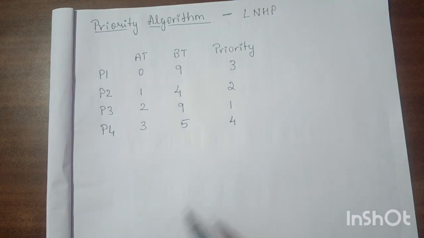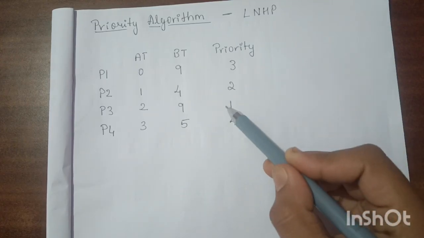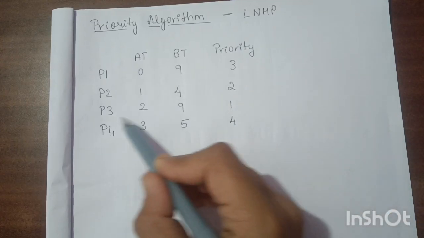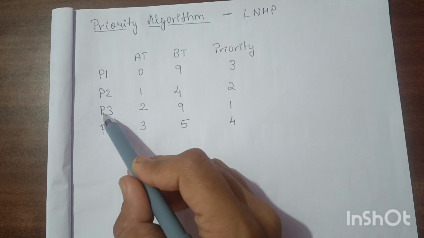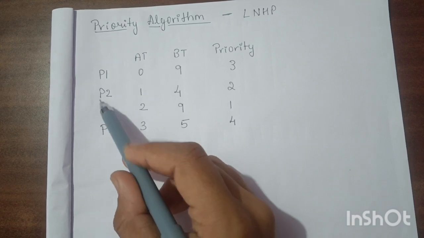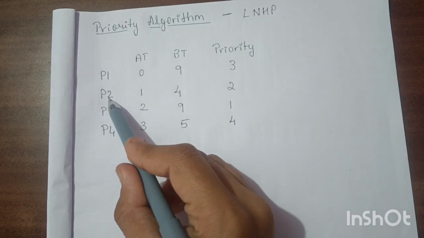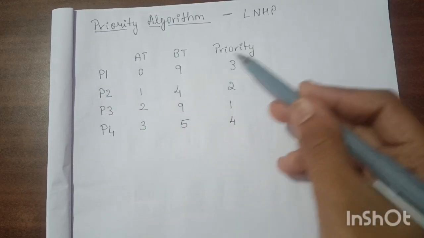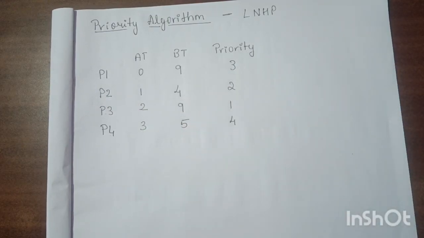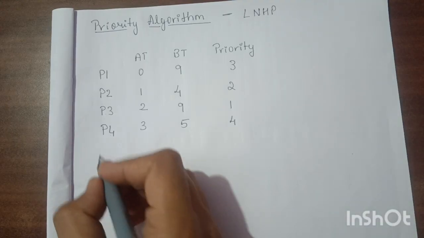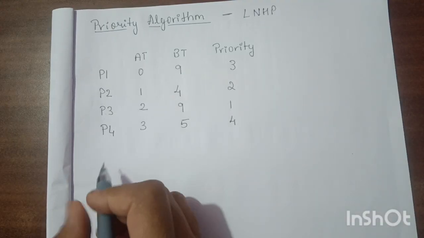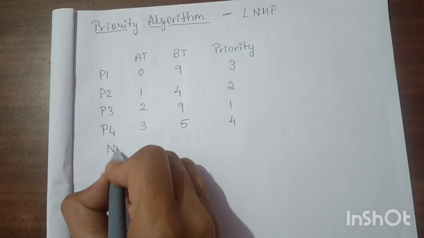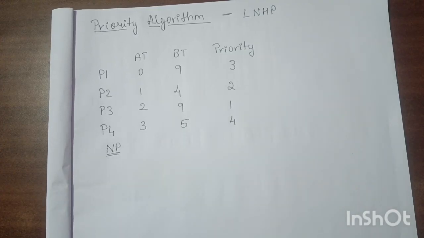That means if the number is less, then this process, that is P3, has the highest priority. Then the next priority is given to P2, then P1, and at the end P4. This is how your priority will work. Now coming to the next, first we will solve the non-preemptive method.